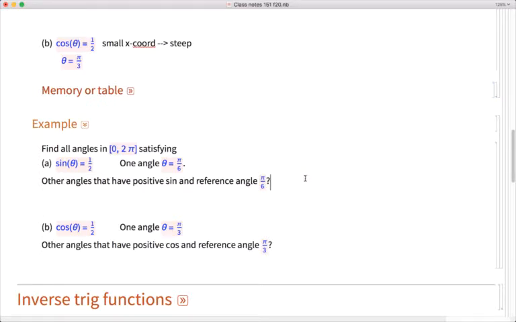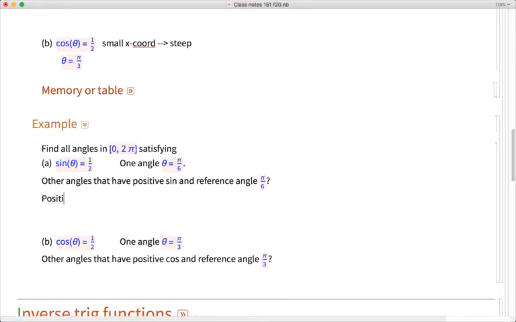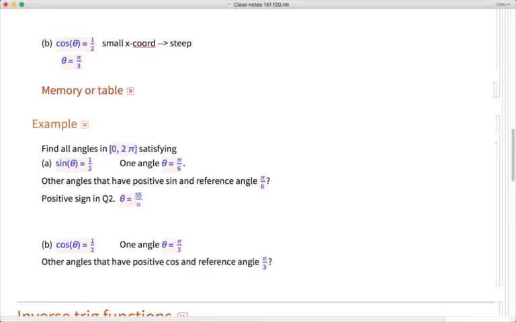Positive sine in Q2. And to have a reference angle of pi over 6, the other angle is going to be 5 pi over 6. So there was a second angle in the interval from 0 to 2 pi that satisfied this equation.